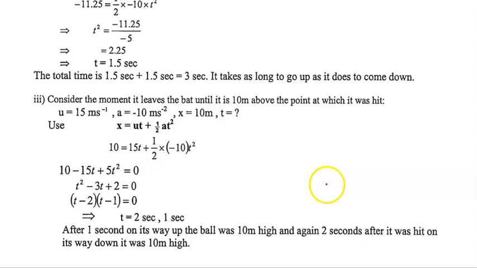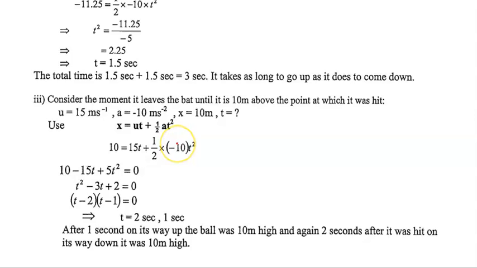So consider the moment it leaves the bat until it's 10 meters above the point it was hit. So u is plus 15, a is minus 10, x is plus 10. We're going up. t is something. Well, we can use our equation x equals ut plus a half at squared. x is 10, u is 15 times t plus a half times minus 10 t squared. What we're now going to do is tidy this up. So this half times minus 10 will give us minus 5t squared.